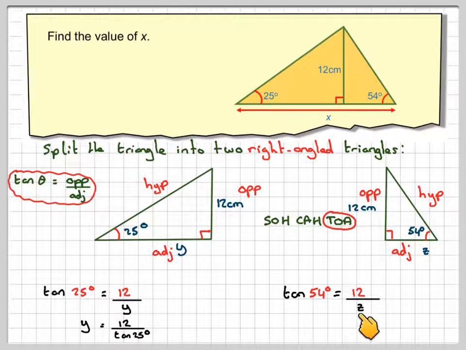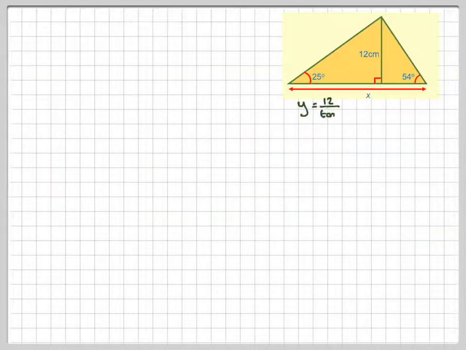And if I want to make z the subject, again, z is going to be 12 divided by tan 54. Now, the important thing to realise is that x is y plus z. I don't actually have to work these out at this stage. So drawing that out, this length here is y, which is 12 over tan 25, and this length here is z, which is 12 over tan 54.